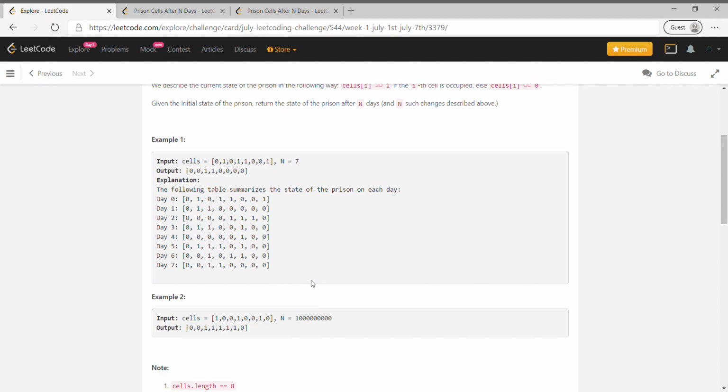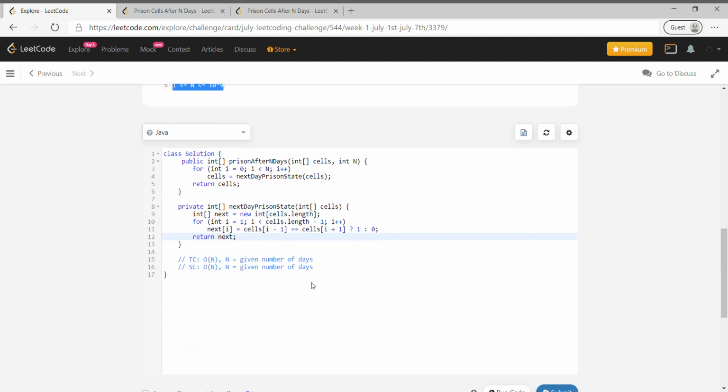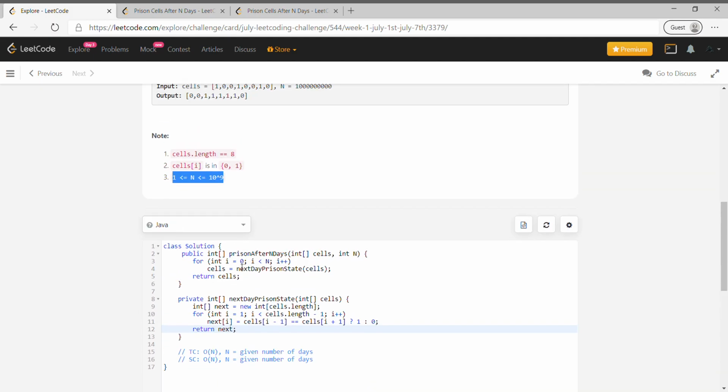If we understand it further, as we can see in example 2, the n can be very large. From the given criteria, the n can be up to 10 raised to 9, which is a very big number. And having a linear time complexity may not work in certain circumstances. So let's try to optimize it. How can we do better than linear time, right?